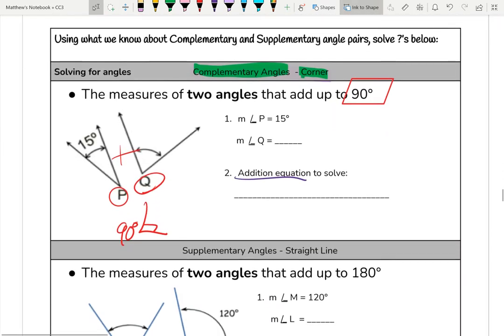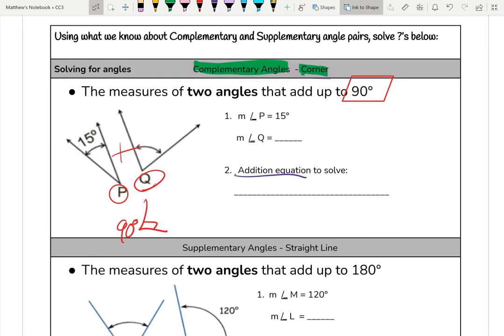All right, cool. So we've got complementary angles, and those are angles that form a perfect corner. So I think of the C in complementary and the C in corner. That's how I remember that they create that perfect 90-degree corner.